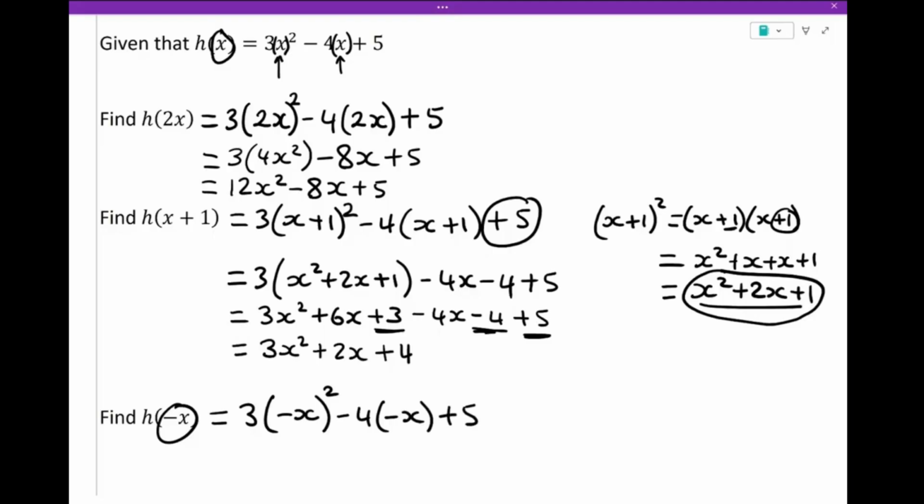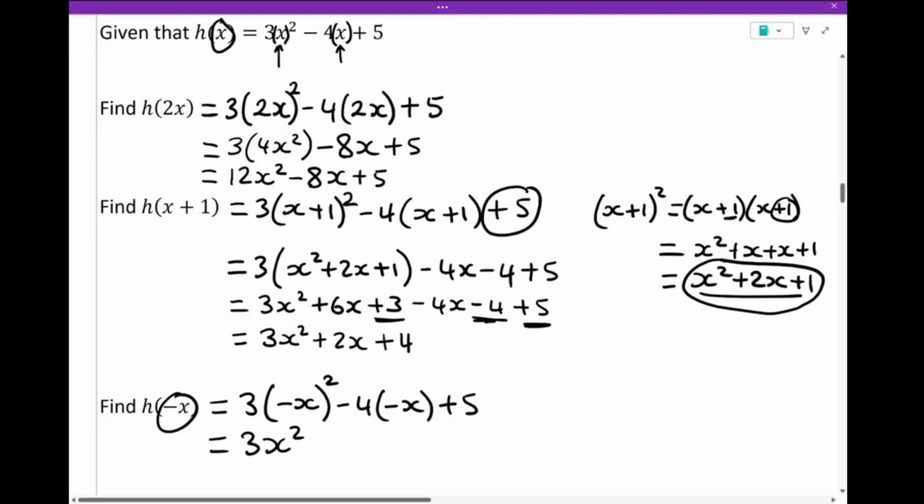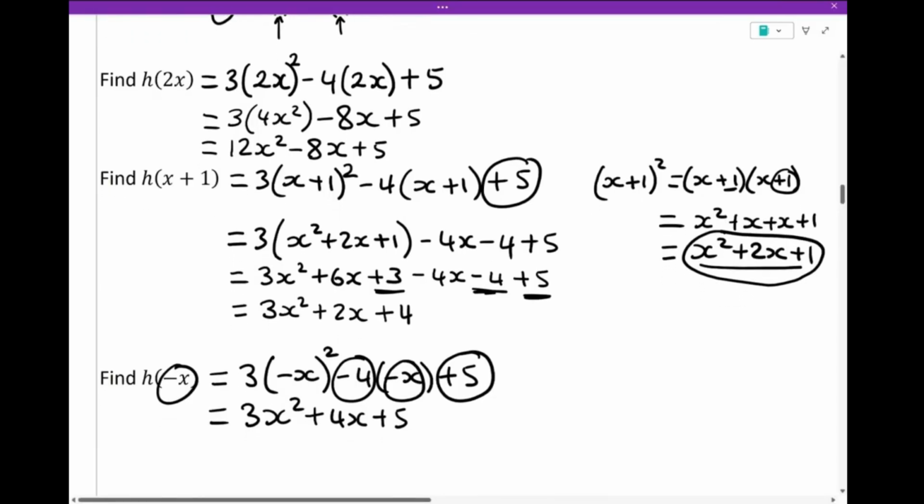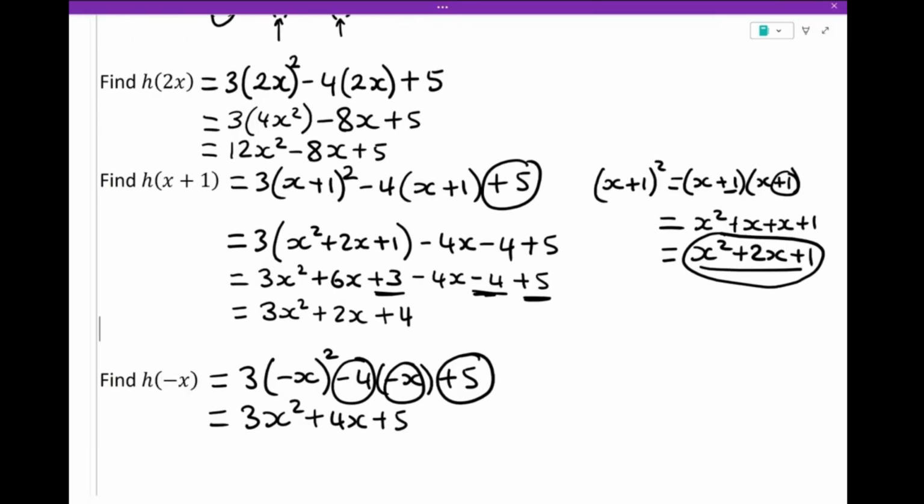And then we just have to simplify. So if I have negative x times negative x, because that's what squaring means, you're going to get positive x squared. So we would end up with 3 times x squared. And then negative 4 times negative x, well, that's positive 4x. And then we've got the positive 5, like that. Okay, and that will be my function for h of negative x.